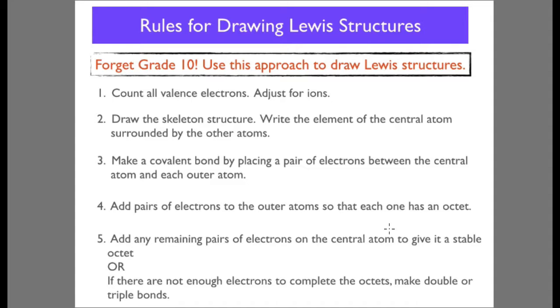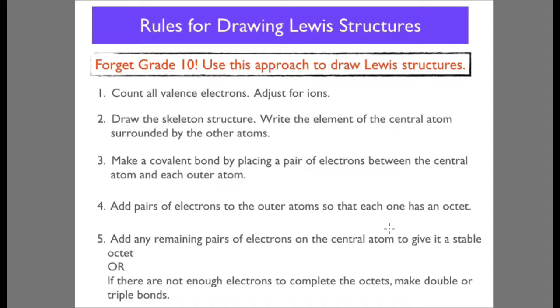We need to forget grade 10. I'm going to use the following approach to draw Lewis structures. I'm going to read through this quickly. First, count all valence electrons, adjust for ions. Second, draw the skeleton structure, write the element of the central atom surrounded by the other atoms.